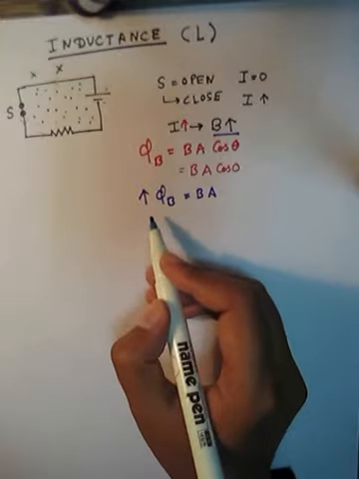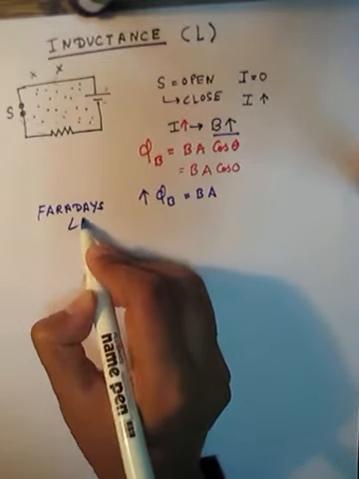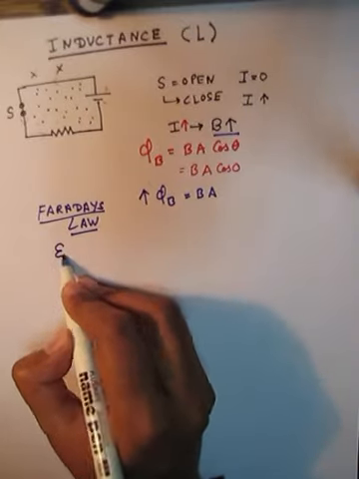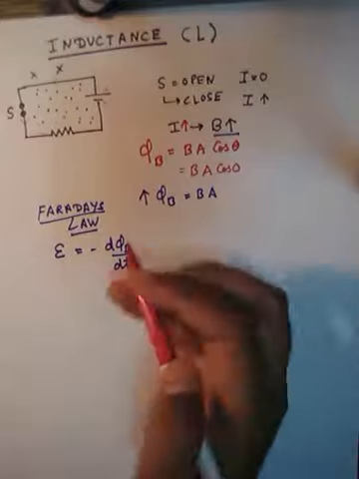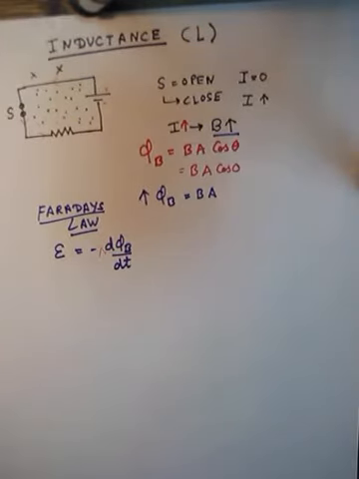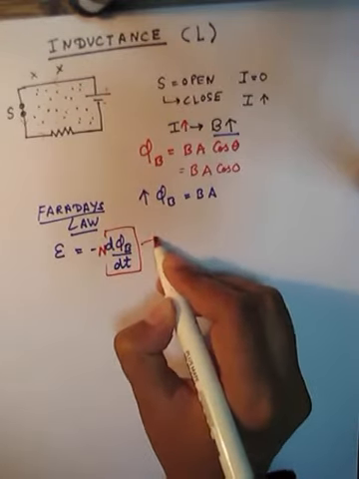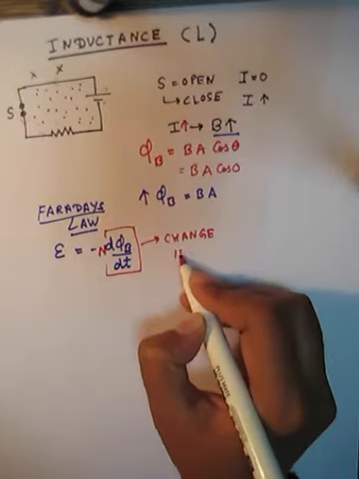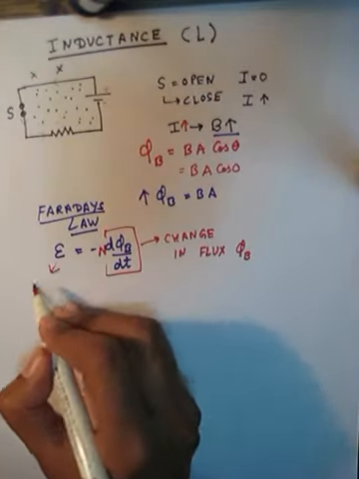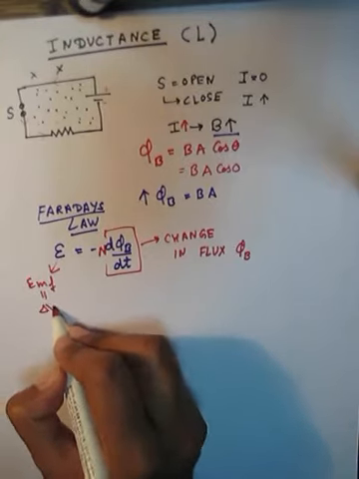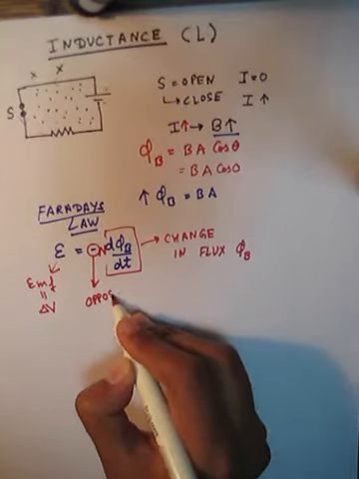Now you know that if there is a change in flux, an EMF is generated, which is nothing but Faraday's law. Faraday's law says that an EMF will be generated if there is a change in magnetic flux, with multiplication by N. A change in flux gives rise to an EMF, or a change in potential, such that it will act opposite to the change.